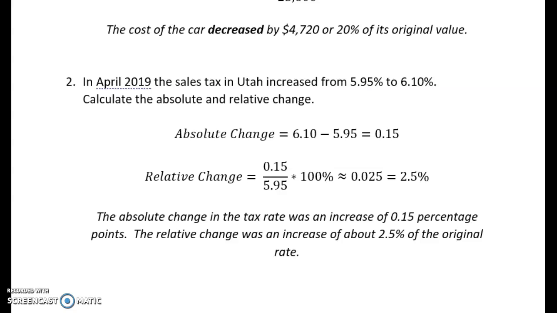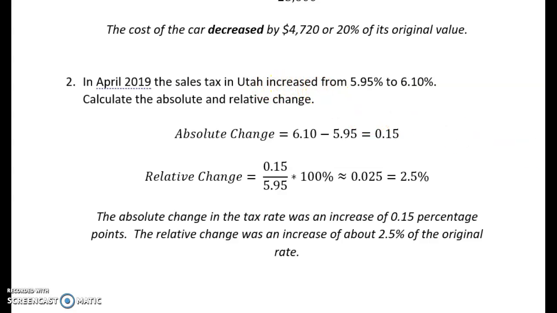So when I find the absolute change, I just want to find the difference in the percents. So I'm taking the newer value minus the old value, and I know which is which by the wording. So from means the starting value, and to means in this case what happened after. So we have 6.10 minus 5.95, which is the difference of 0.15. Since that difference is positive, that means that there was an increase, right? And we also see that in the wording of the question.